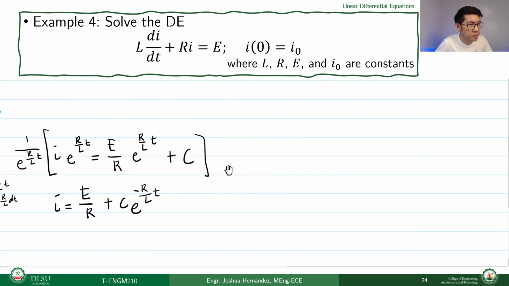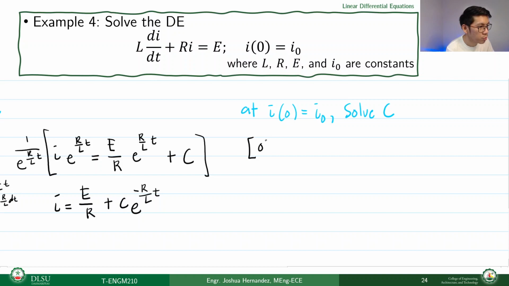Now, are we finished? We're not yet finished because we need to apply our condition. What is our condition? The condition is at I of 0 is equal to I naught, or I sub 0. And then, using this condition, we'll now be able to solve for C. So, doing so will give us I naught equals E over R plus C, which is the one we're looking for, and then when T is equal to 0, we're gonna get E raised to negative R over L times 0.